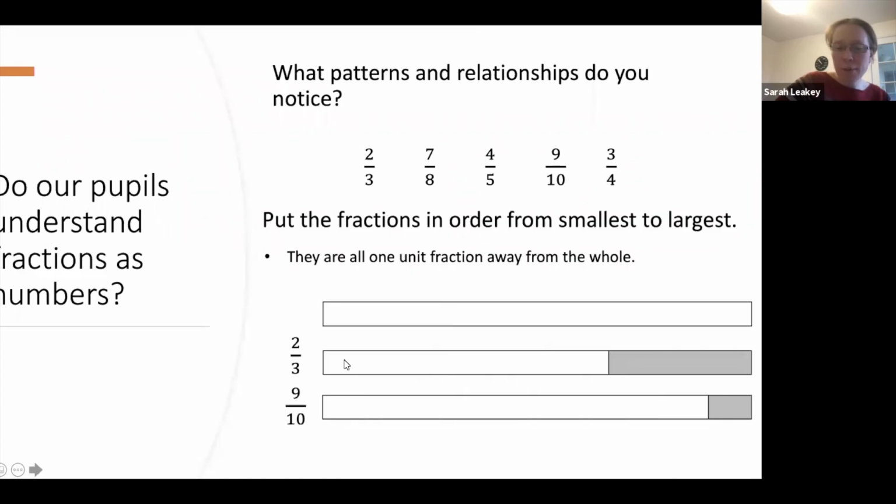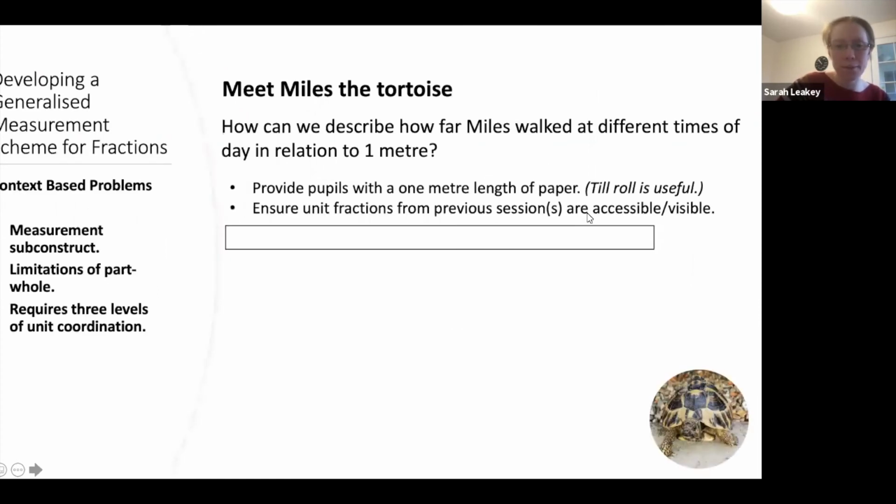If they're reasoning about this, they might know that 1/10 is smaller than 1/3 because of that other experience that they've had with unit fractions, and they can apply it to this problem to reason that, as a result of that, 9/10 must be closer to 1 whole than 2/3 is, therefore 2/3 is actually smaller. And then they can go on to put the rest of those in order.